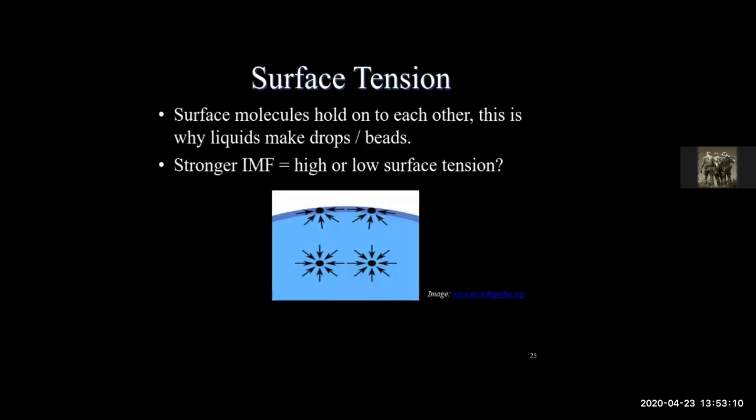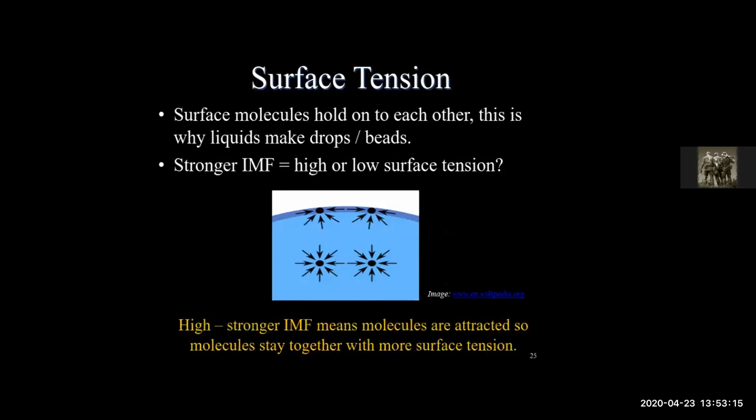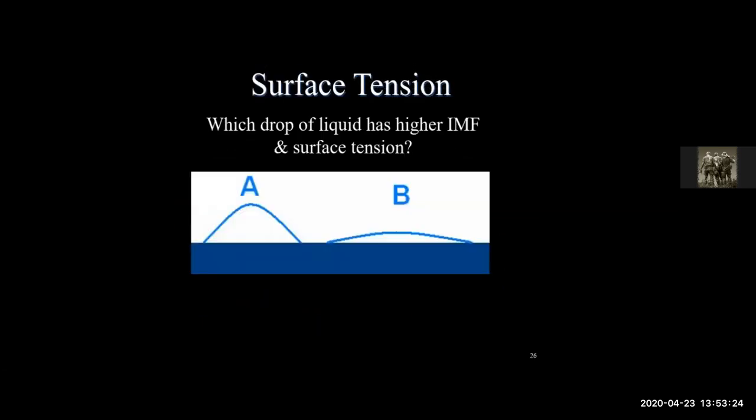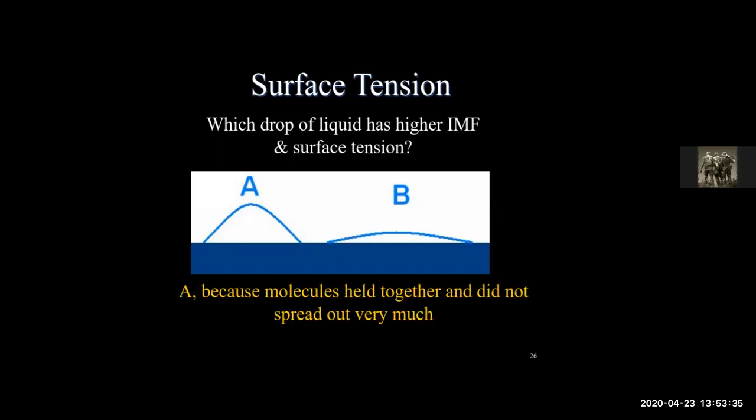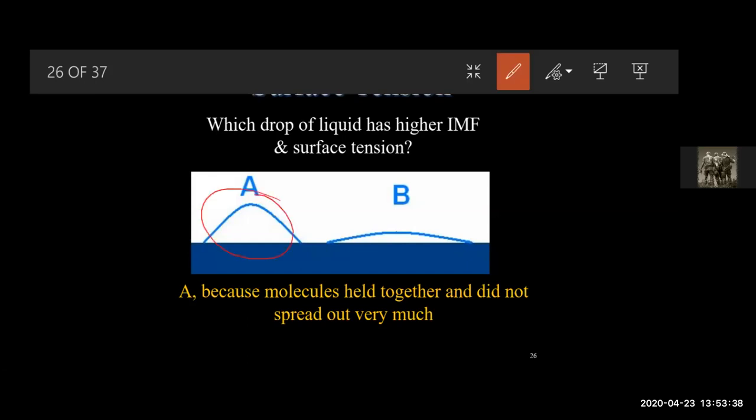Okay, surface tension, again. Strong IMFs give us high surface tension, because the molecules attract each other much more strongly. So if we look at a diagram of two liquids, A and B, we can infer that A has a higher IMF, because it's holding on to its molecules much tighter and stronger, and it's kind of making that bubble, compared to B, where the interaction is much less. Therefore, on the surface, a drop of B will just spread out.